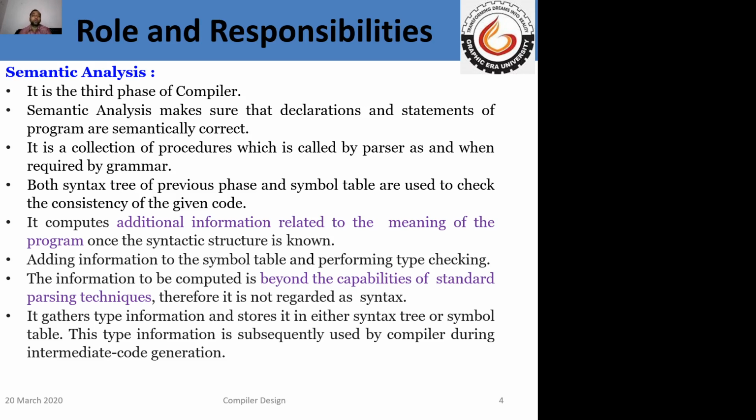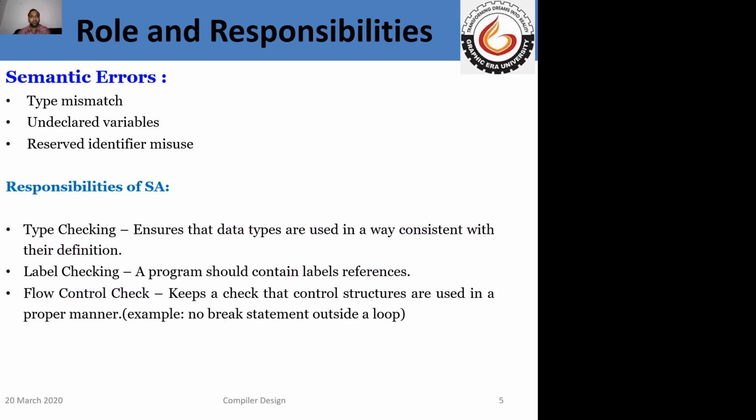Another important role of the symbol table during semantic analysis is adding information to each and every variable which is used in a grammar. Got it? So these are the responsibilities of the semantic analyzer. As we know, type checking ensures the data types are used in a way consistent with their definition. Like if you declared a variable integer and you are using this variable as something other than integer, then there will be a problem.